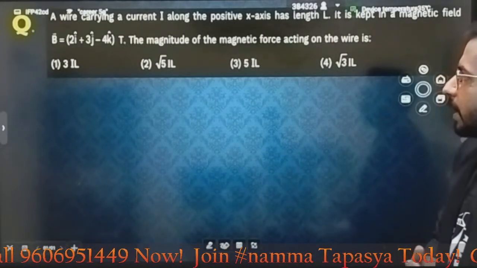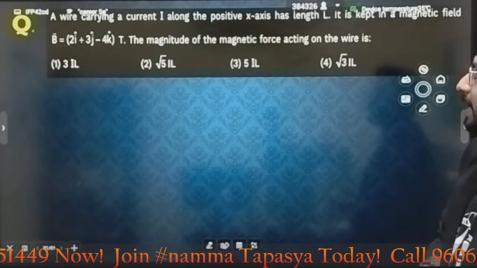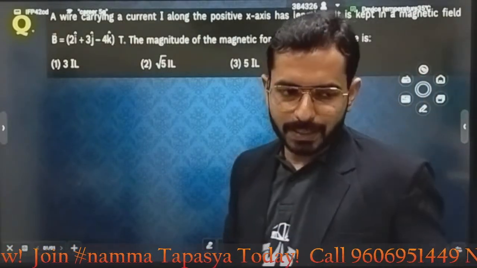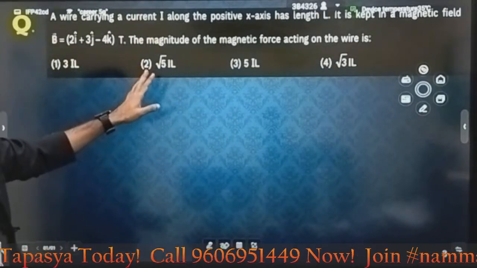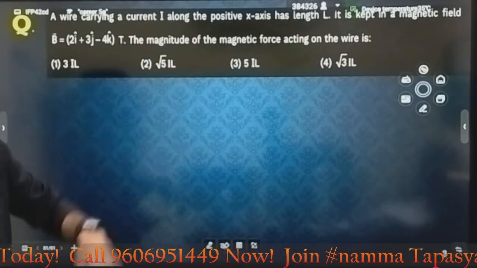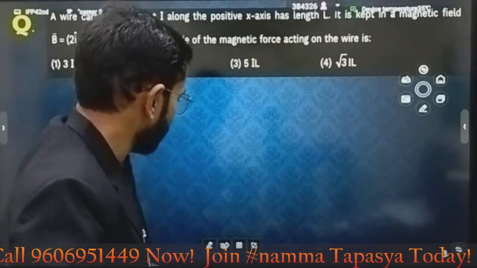A wire carrying a current I along the positive x-axis. A wire is there along the positive x-axis, and some magnetic field is given in all 3 dimensions. You have to calculate the magnitude of the magnetic force acting on the wire. The formula is what? The formula is BIL.